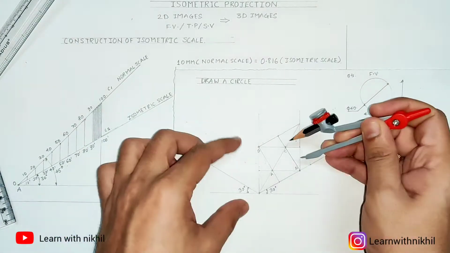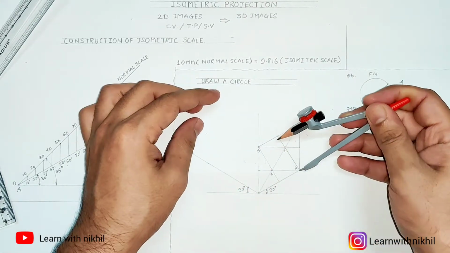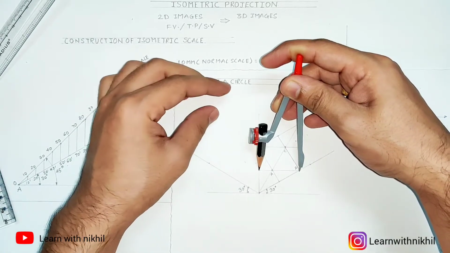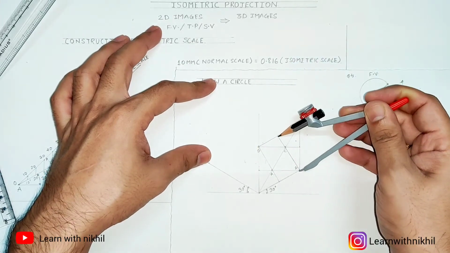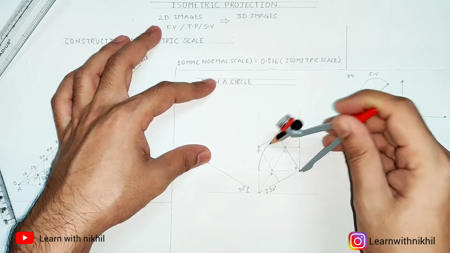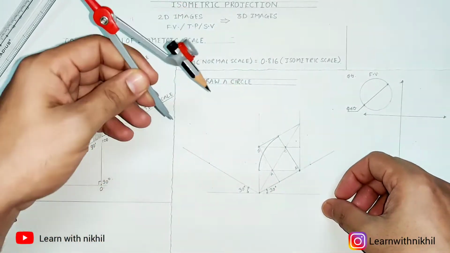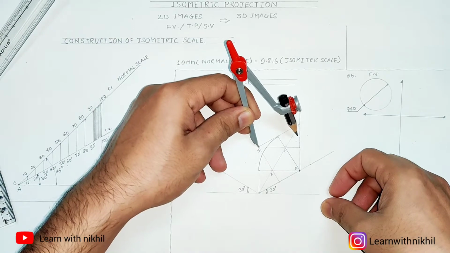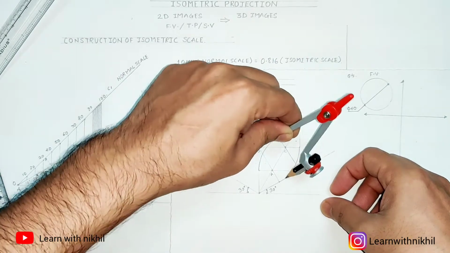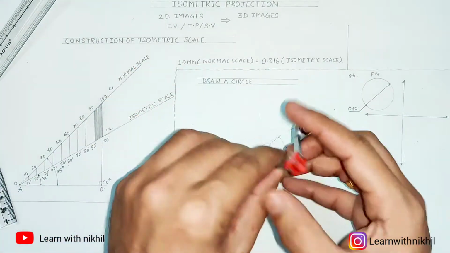Now take a compass, keep it on point D, take the radius, see the radius how I am taking it, till this line, and I'll extend till the other line. So first draw this curve. Same radius, keep it on B, and join this arc. So these two curves are drawn.